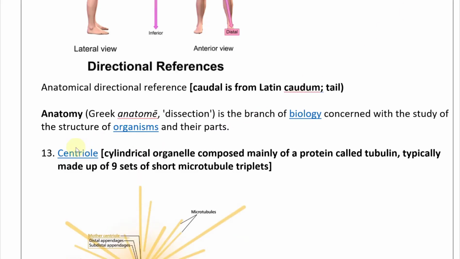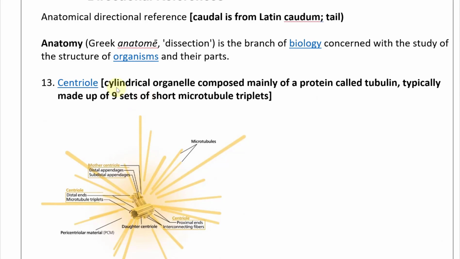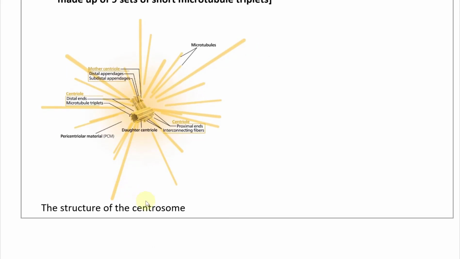Now let's look at number 13, which is the centriole, and this is a cylindrical organelle composed mainly of a protein called tubulin, and typically made up of 9 sets of short microtubule triplets. And here is the structure of the centrosome. We'll get to that in a bit, which contains the centrioles, these two right here. There is one that's called a mother centriole, and there is a daughter centriole over here, and I'll go over those in a bit.